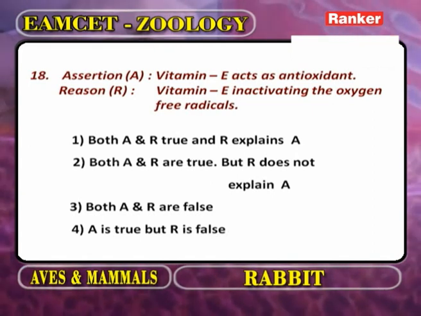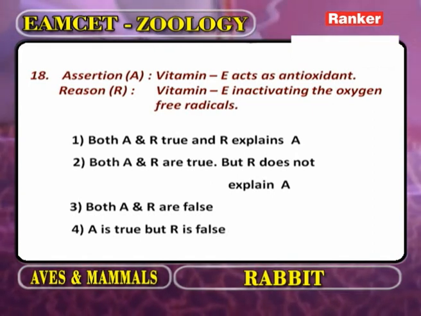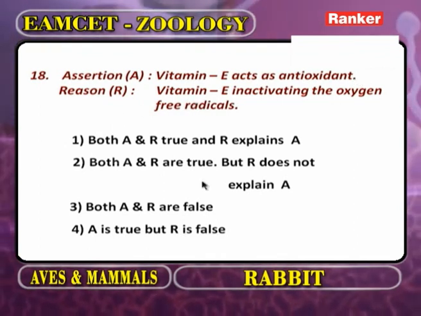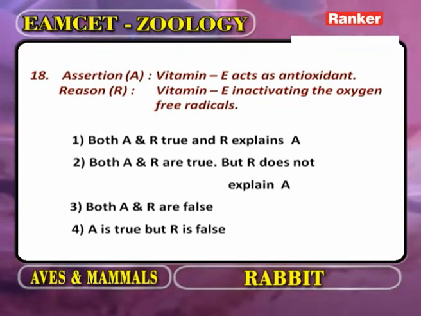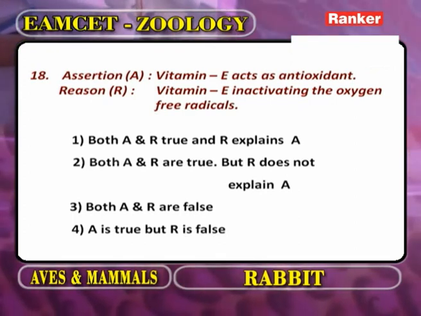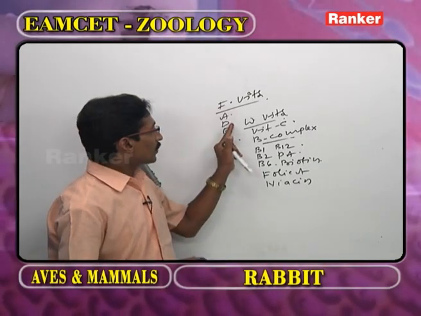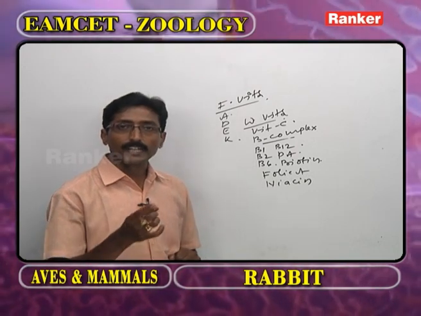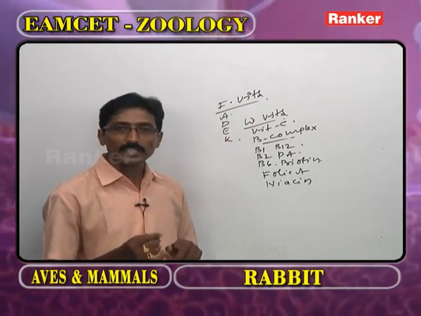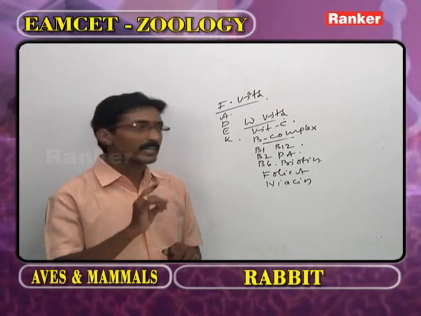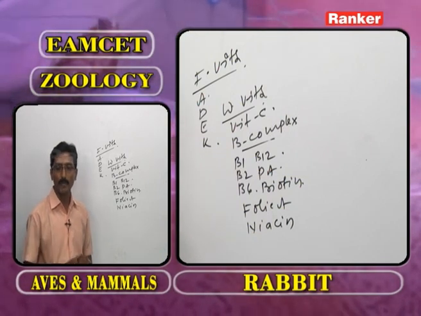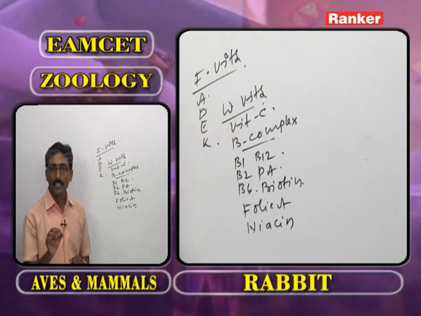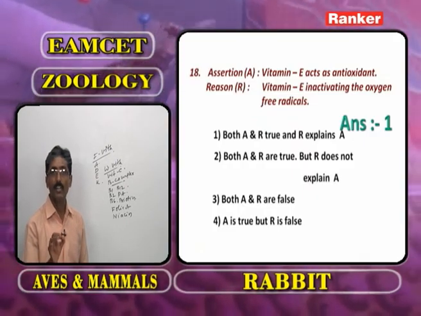Vitamin E acts as antioxidant. Reason: vitamin E inactivates the oxygen free radicals. We have an idea regarding vitamin A. It is called the anti-xerophthalmic vitamin. What about vitamin D? Anti-rachitic vitamin. And vitamin E is called anti-sterility. And vitamin K is called anti-hemorrhagic vitamin. Now here, what is the question? Vitamin E acts as antioxidant.